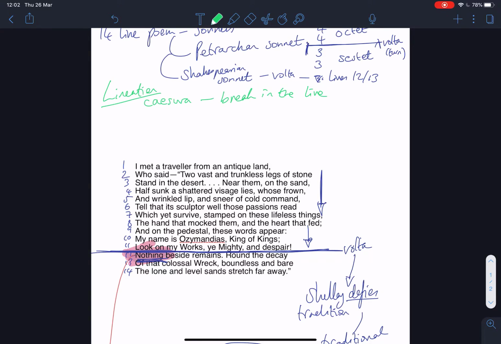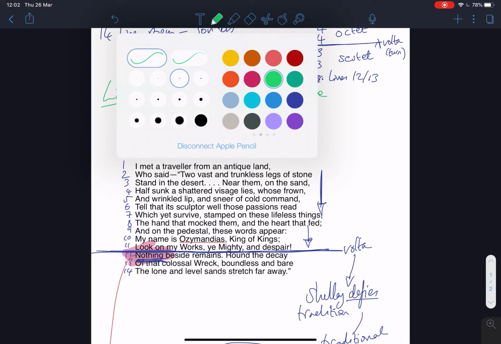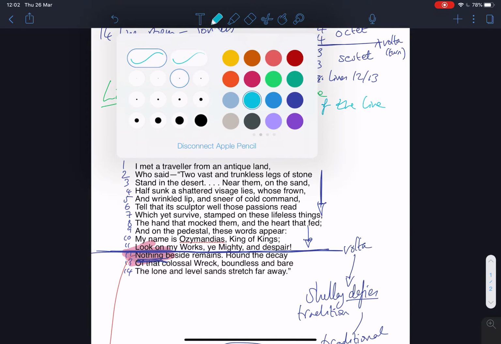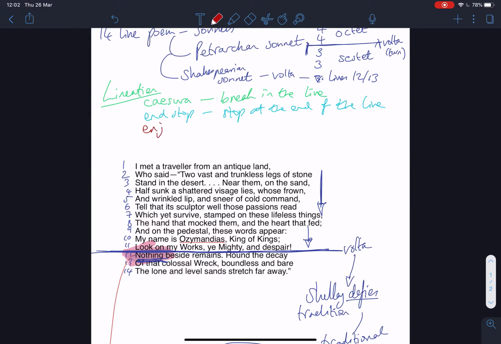And I'll show you what some of these look like, and I'll colour code them so you can see them really easily. We have an end stop. So that is a stop or a period piece of punctuation, a full stop piece of punctuation at the end of the line. And we have enjambment, where there is no stop at the end of the line.